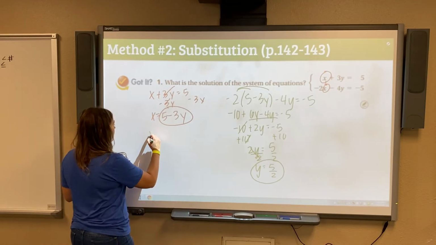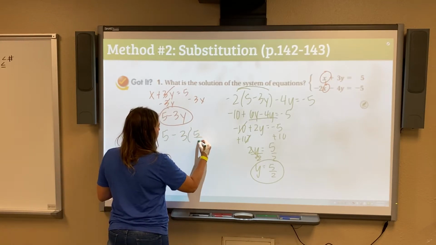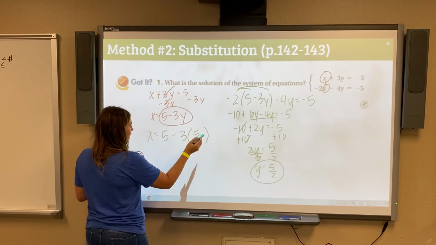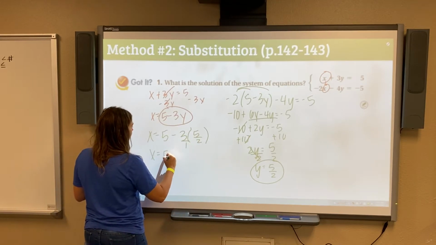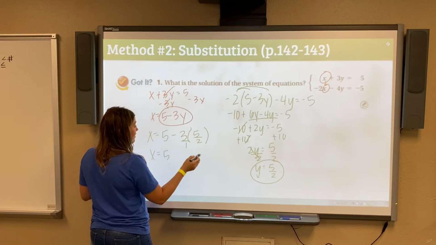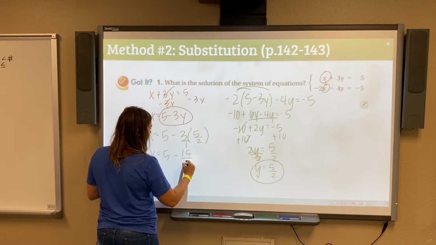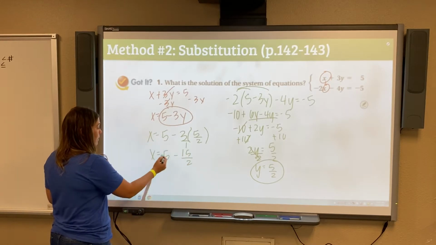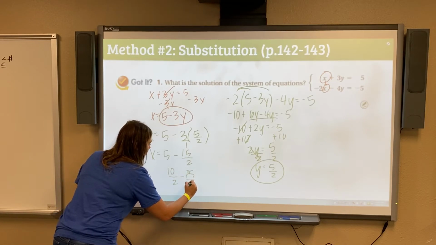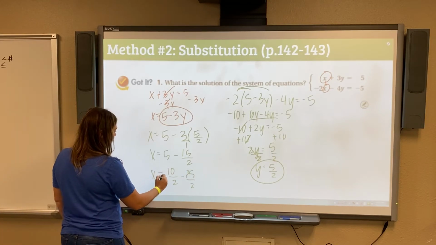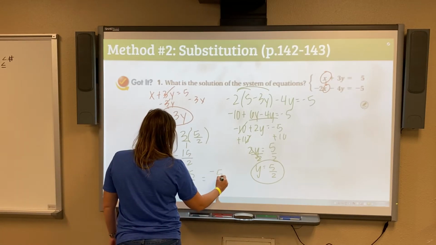Okay, so we have x is equal to 5 and then minus 3 times 5 over 2. Okay, so we've got to multiply that. I'm going to put that 3 over 1, so x equals 5. And then negative 3 times 5 is negative 15. 2 times 1 is 2, so minus 15 over 2. Okay, I'm going to make this 5 into 10 over 2, minus 15 over 2. So x equals, keep, change, change. We get negative 5 over 2.